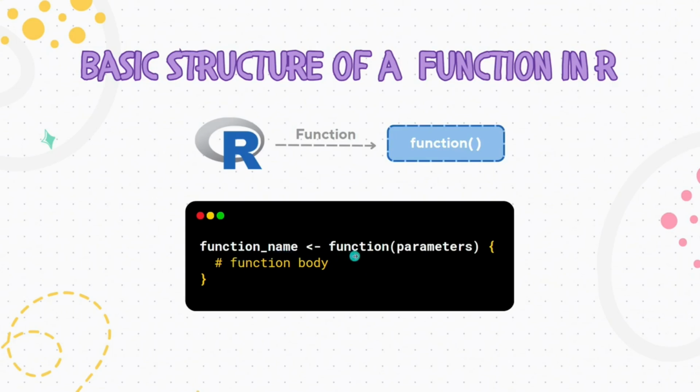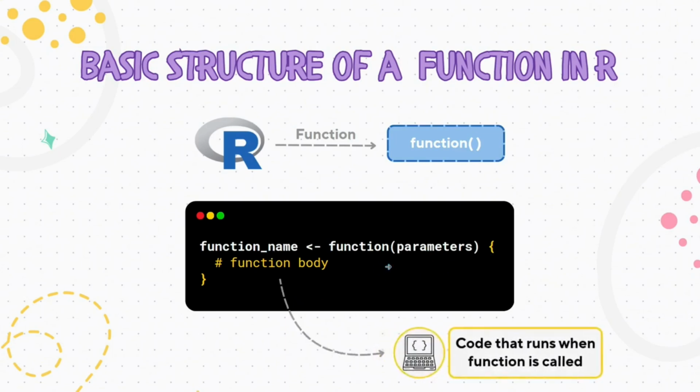And after you use the function keyword, you have to write what you want to pass inside of the function. That is our input values, which are called parameters. And then you open a pair of curly braces and write the function body, which is the code that will run when the function is called. So that is how you define a function inside of R.